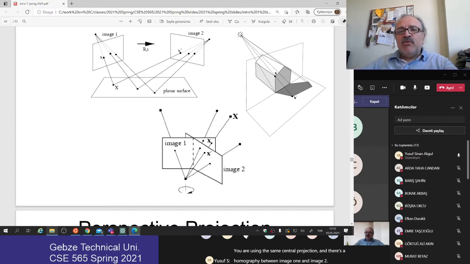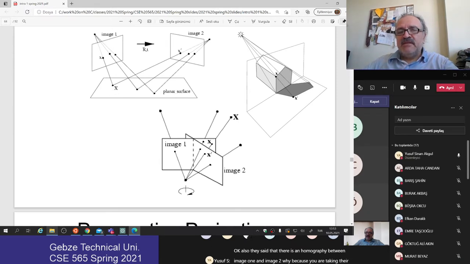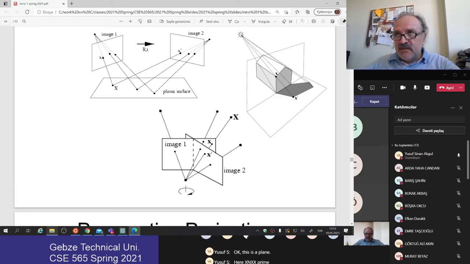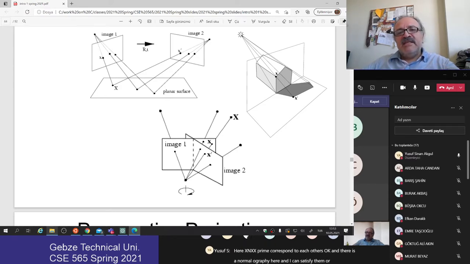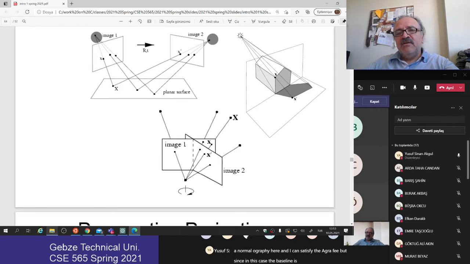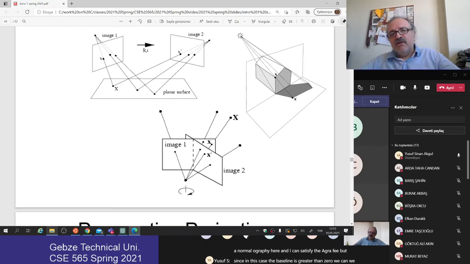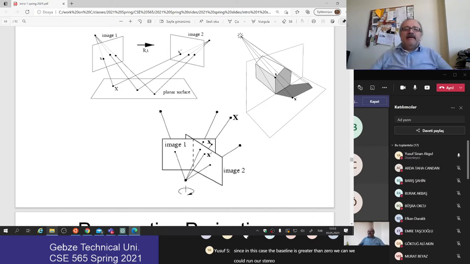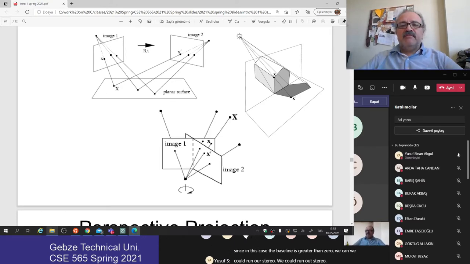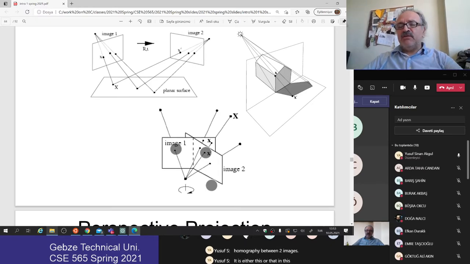Also, we said that there is a homography between image 1 and image 2. Why? Because you are taking the image of a planar object. Okay, this is a plane. Here, x and x prime correspond to each other. Okay, and there is a homography here. And I can satisfy the homography. But since in this case the baseline is greater than 0, we could run our stereo algorithms on this image. So Efkan, the answer to your question, if you can satisfy a homography between two images, it is either this or that. In this case, you cannot do stereo. In this case, you could.